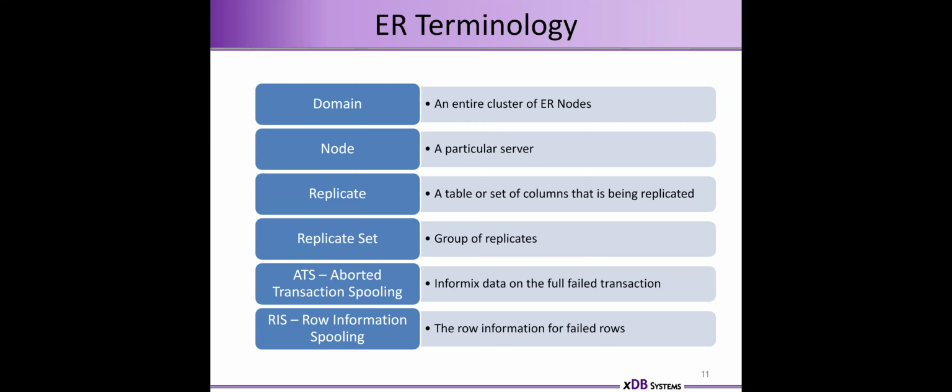Then we have ATS and RIS. These are things you can pass when you're defining a replicate so that if a transaction fails for some reason, it'll write out a file. Those files can either be informational or you can have it reread and replay those files if something got missed and now needs to get rerun. So those are there as options. So when you see us say ATS and RIS, that's what that's about. ATS is for the full transaction. RIS is for the individual row.